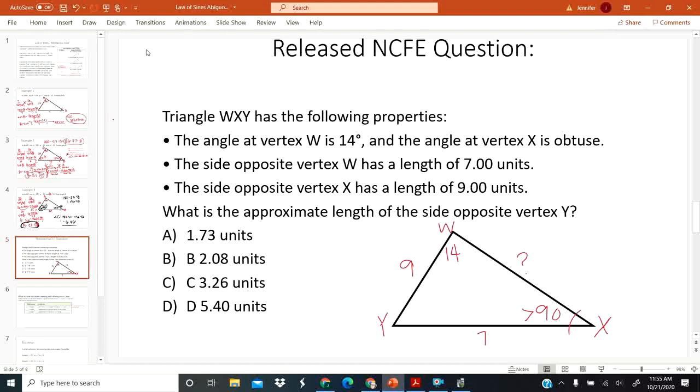So the first thing that we have enough information to find out is the angle X. And so I'm going to use the law of sines to find that.